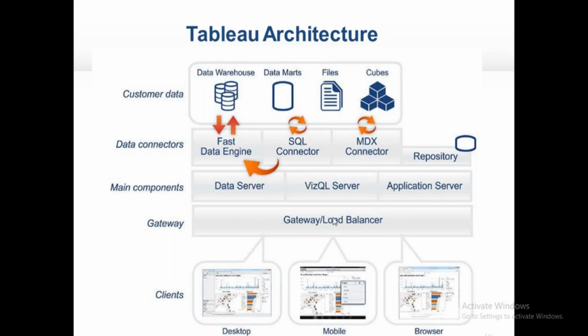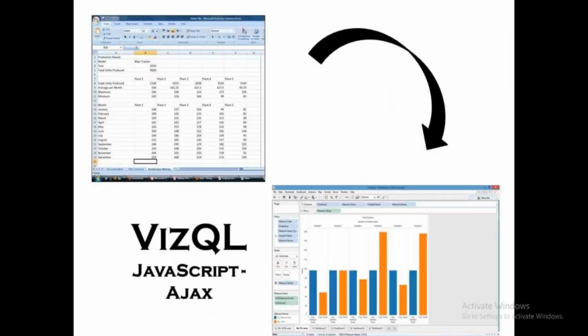Okay, and what is the gateway load balancer? It will allocate the RAM and the security features, everything here. How the user will access these reports, like by mobile, by desktop, by browser, comes under the clients. Okay, so this is the Tableau architecture now.